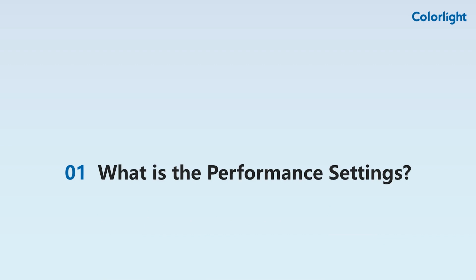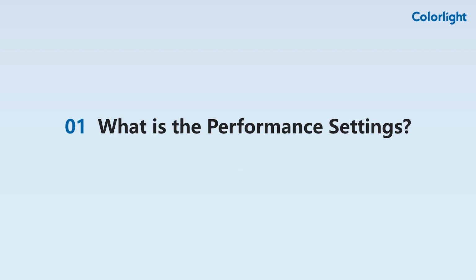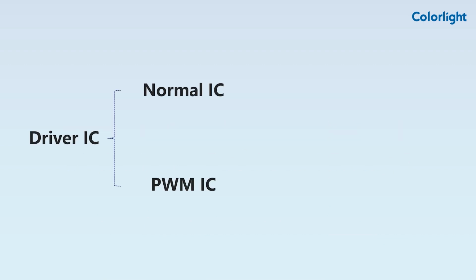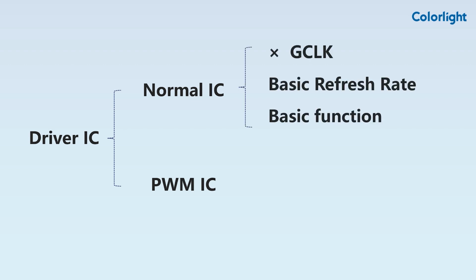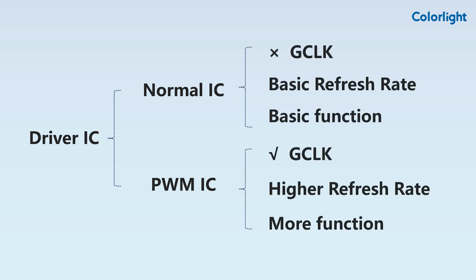To the part 1, what is the performance settings? First, it's important to know that driver ICs are categorized into normal chips and PWM chips. When you select the chip that corresponds to your LED panel, if the GCLK option appears in the receiver parameters basic parameters interface, it proves that this chip is a PWM chip. Otherwise, it is a normal chip. Typically, PWM chips can achieve higher refresh rates than normal chips and offer more functionality.